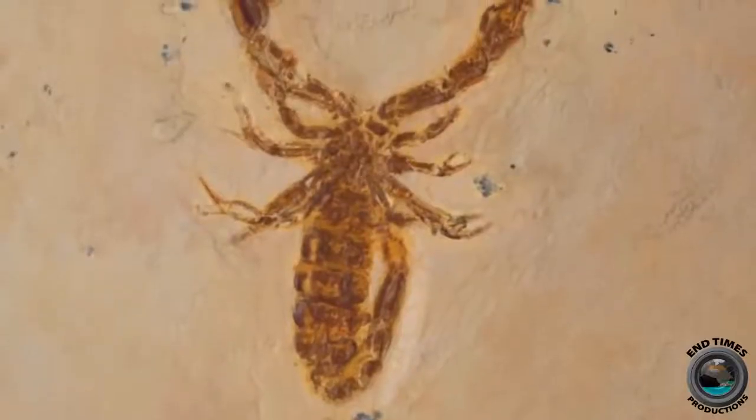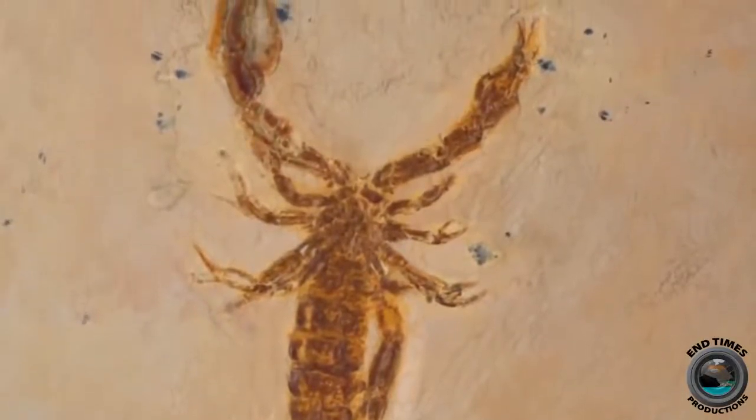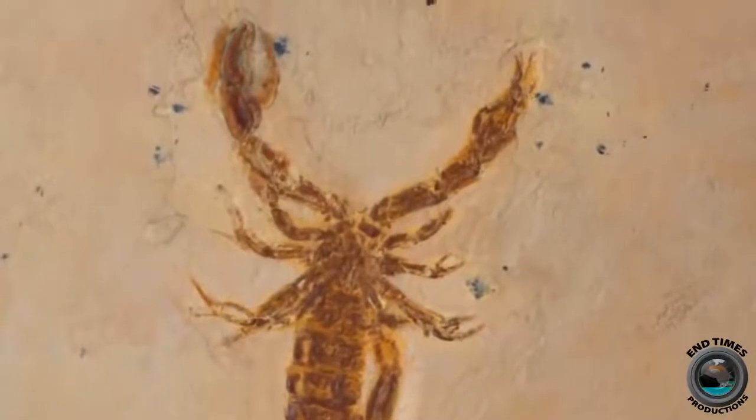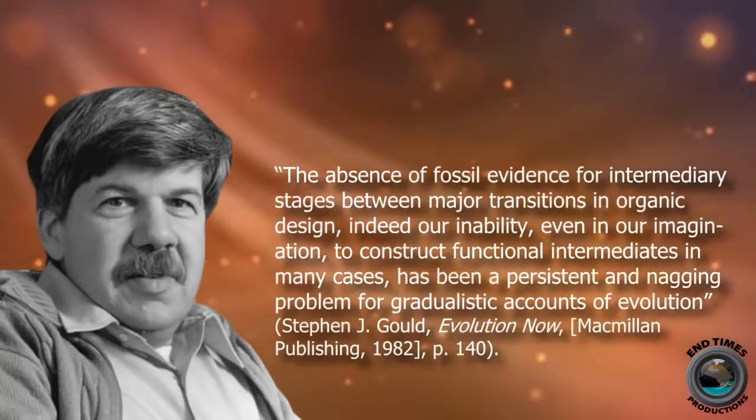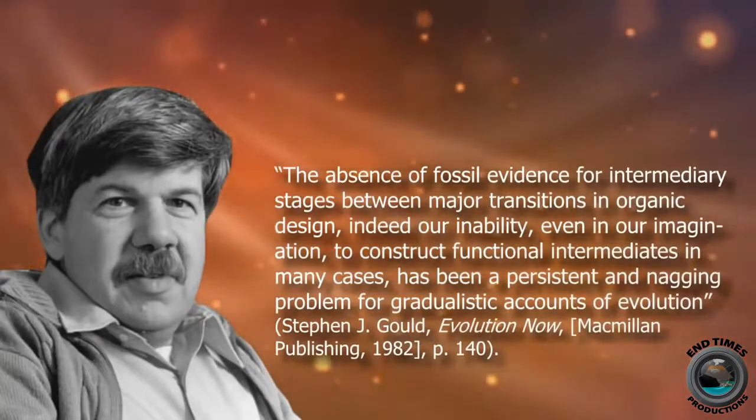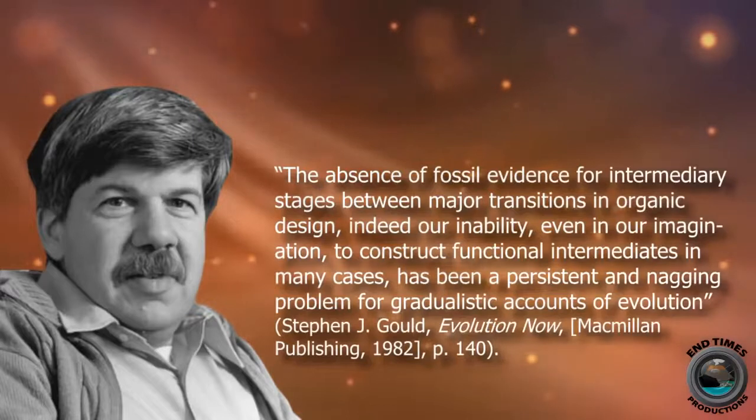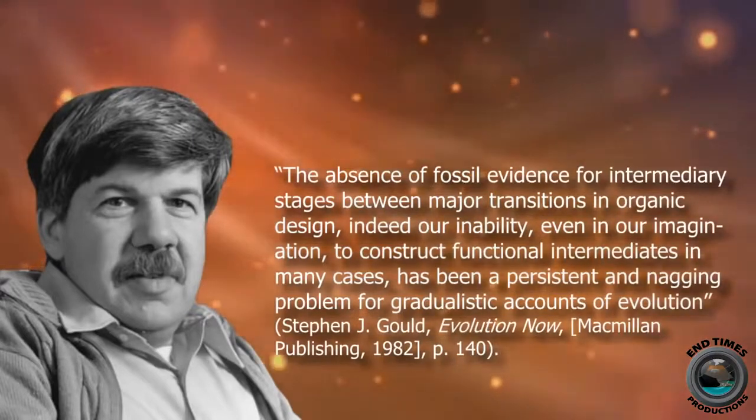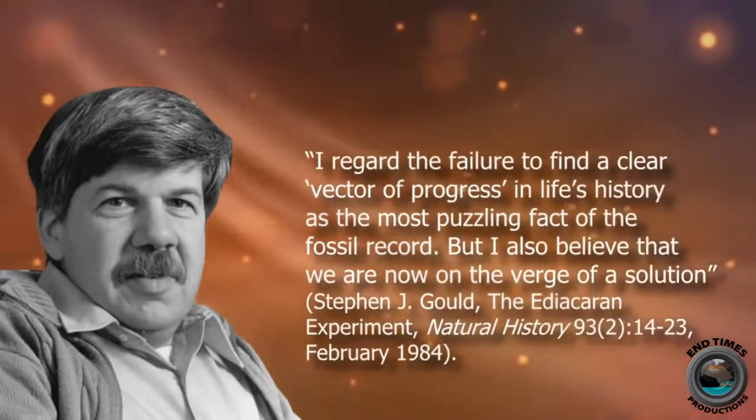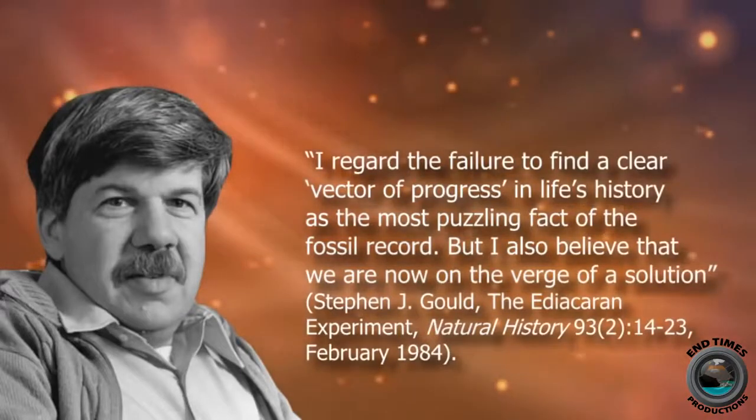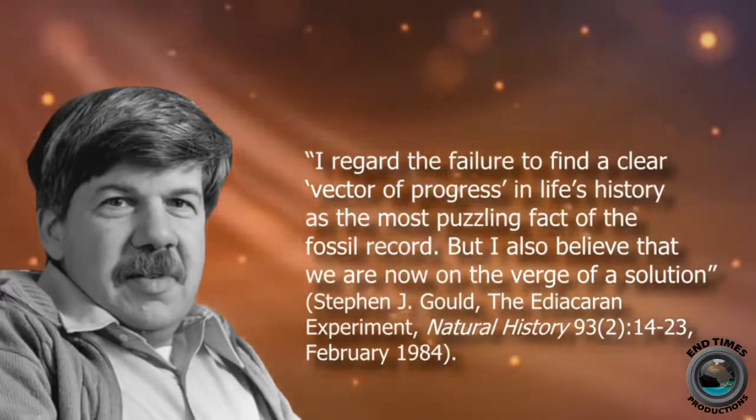Around 100 years later, the famous evolutionist author Stephen Jay Gould likewise noted the fossil record does not actually support this Darwinian gradualistic view of evolution. "The absence of fossil evidence for intermediary stages between major transitions in organic design, indeed our inability, even in our imagination, to construct functional intermediates in many cases, has been a persistent and nagging problem for gradualistic accounts of evolution. And I regard the failure to find a clear vector of progress in life's history as the most puzzling fact of the fossil record. But I also believe that we are now on the verge of a solution," unquote.